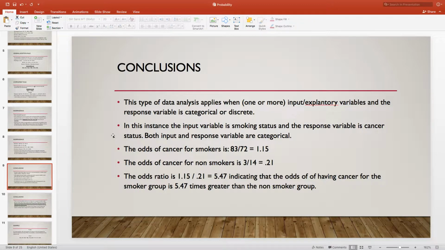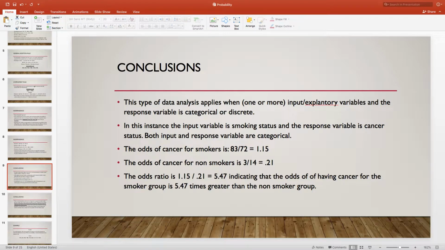Now, I'd like to point out that we started with a table, and these tables are often called contingency tables. The type of data we're dealing with is when we have an input variable that is categorical or discrete, and the input variable is explanatory. Our input variable was whether they were smoking or non-smoking in this example, and our response was whether they had cancer or not.